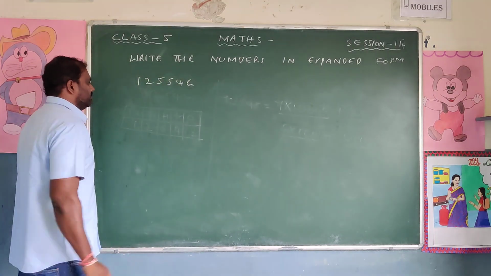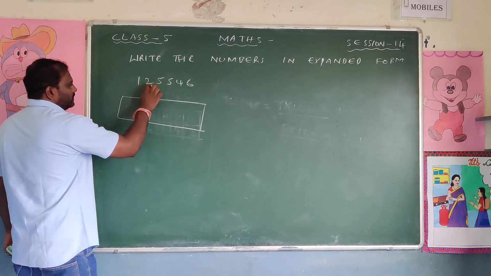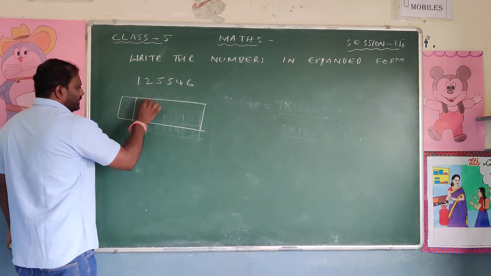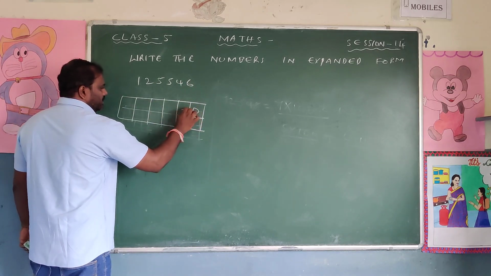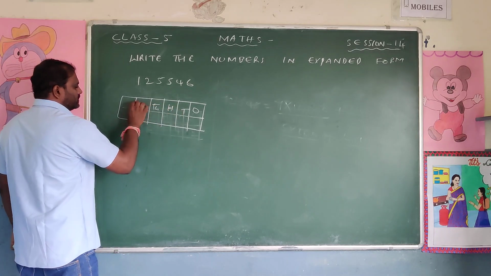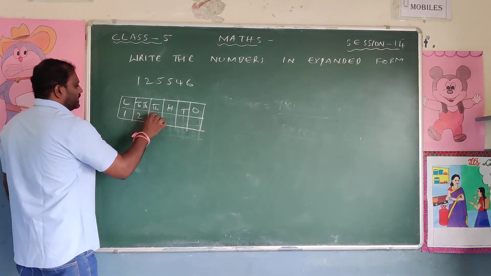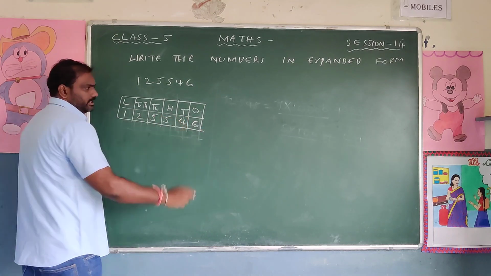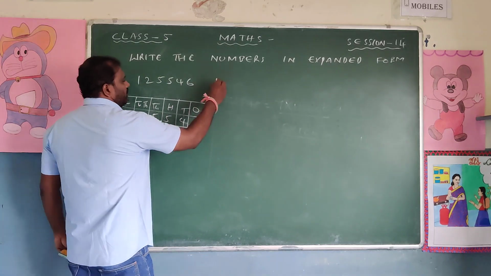The number is 1,25,546. What is the process? Take 6 boxes and write ones, tens, hundreds, thousands, 10,000s, lakhs. So 1,25,546. Up to now it's clear. Now how to write?